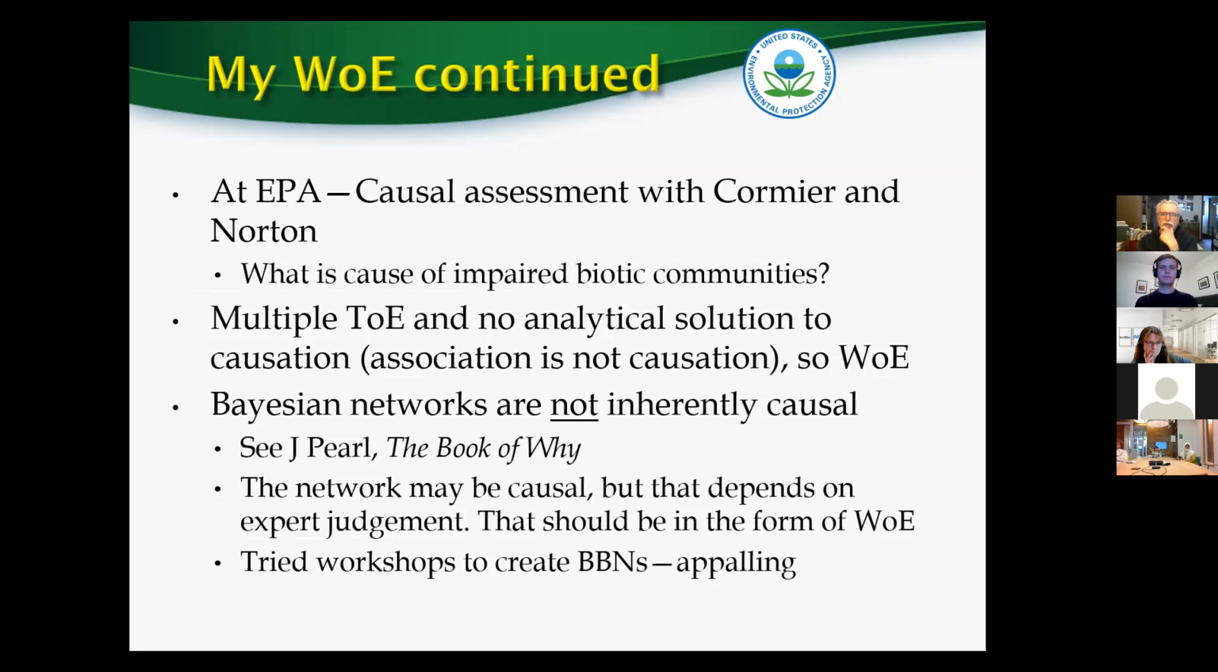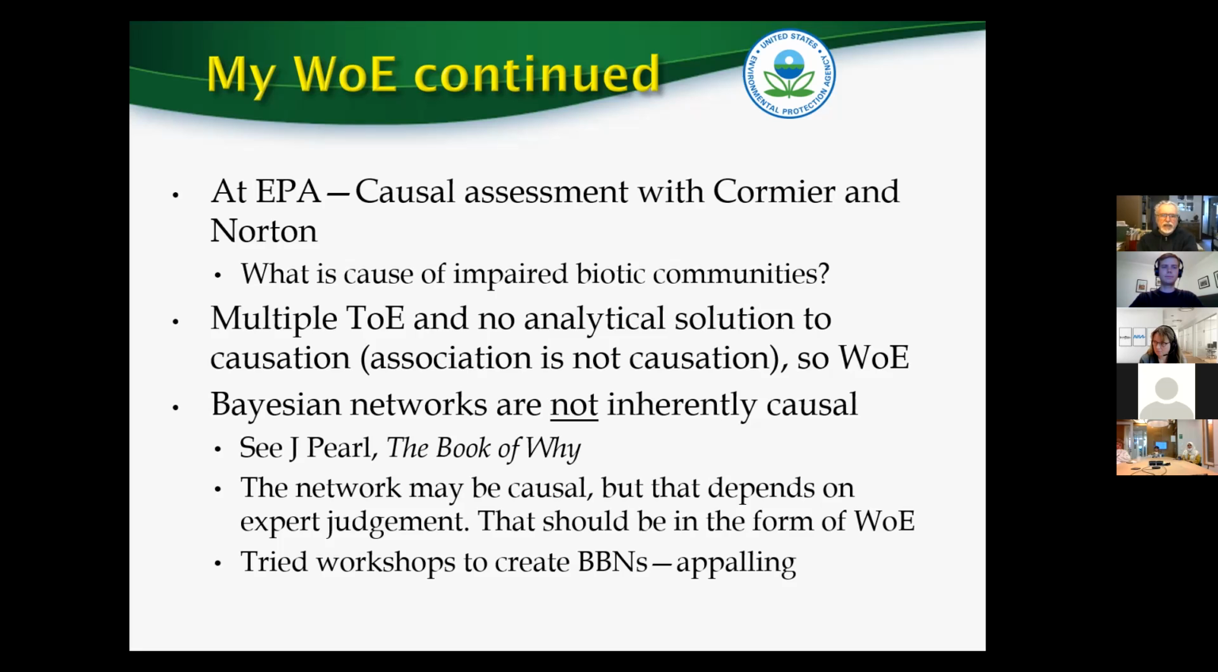After I left Oak Ridge and went to the EPA, I joined a project with Susan Cormier and Sue Norton, whom I believe some of you know. And the project was to show how to determine the causes of impaired biotic communities. The EPA Office of Water had been doing a lot of stream surveys and lake surveys to determine which waters of the United States are impaired, but then they had no way of taking the next step towards remediation, which is determining what's causing the impairment. So the NCEA, the National Center for Environmental Assessment, was asked to develop some guidance. Susan Cormier was the project lead on that.